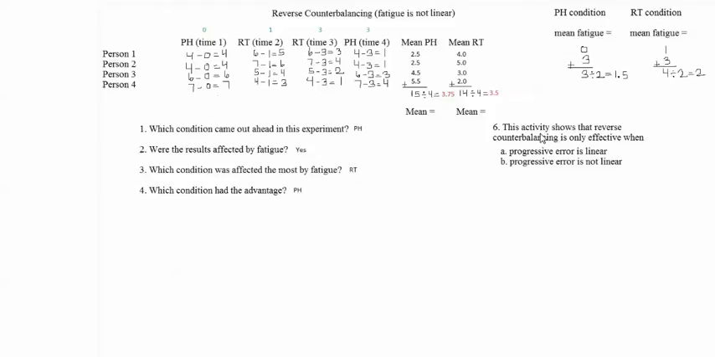Also, this activity shows that reverse counterbalancing only works when fatigue is linear, because when it was linear, when it was 0, 1, 2, 3, the fatigue averages did come out to the same number. The counterbalancing worked. But now that it's not linear, the fatigue averages don't come out to the same number, and the counterbalancing doesn't work anymore. So it only works when it's linear. Reverse counterbalancing only works when it's linear.